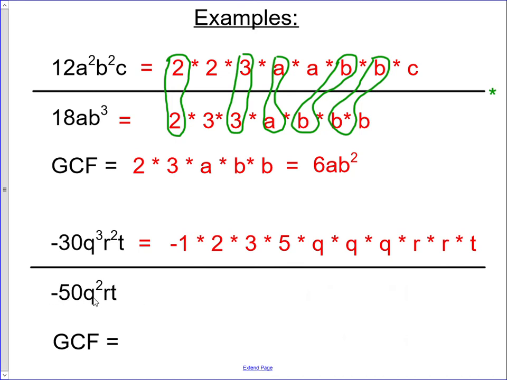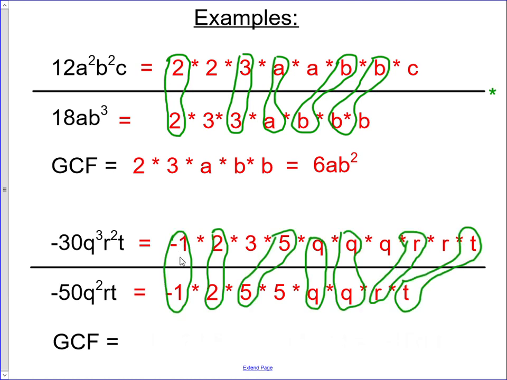Again, on negative 50 q squared rt, the first thing we're going to factor out is the negative 1. And then we're just going to prime factor 50, which would be 2 times 5 times 5. Q squared is q times q, then r times t. Now that we have them completely factored, we're going to circle our common factors. In this one, we have a negative 1, a 2, a 5, 2 q's, 1 r, and 1 t. So we're going to list our common factors, which were negative 1, 2, 5, q, q, r, and t.